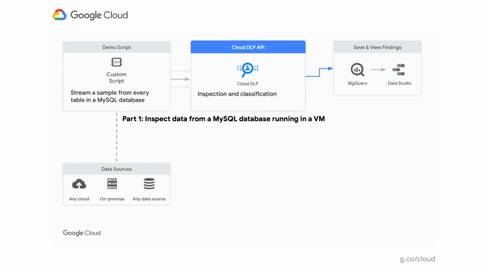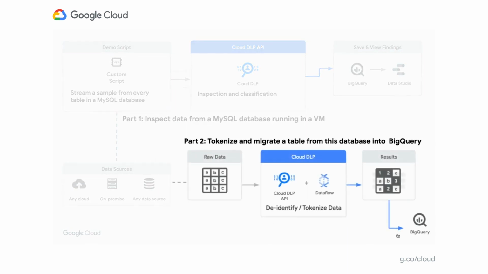We're going to show a demo in two parts. Part one, we're going to inspect data from a MySQL database that's running in a virtual machine. To do this, we're going to use a custom script that reads this information and sends it into our Cloud Data Loss Prevention platform using the hybrid inspection method, which is then going to write data into BigQuery, and we're going to visualize that in Data Studio. In the second part, we're going to migrate a table from that MySQL database using Cloud DLP and Dataflow to tokenize that data as we move it into BigQuery. Let's get started.